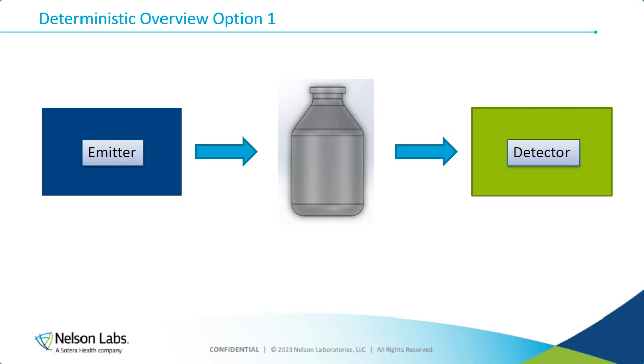When I look at the deterministic methods, they do fall into two different categories, and this option one I call the emitter-detector version, and this really applies to electrical conductivity and to the laser headspace. In this one, I've got an emitter, and if it's conductivity, the emitter is sending out an electrical signal. If it's the laser headspace, then it's a laser signal that's coming out. It's going to go through the sample and then be picked up by a detector. And the detector is going to interpret that signal and how it's changed as it passed through the sample, and then use that to determine whether or not there is a leak.